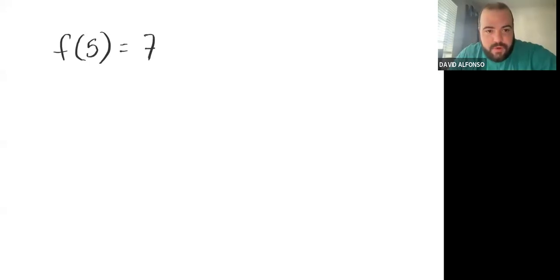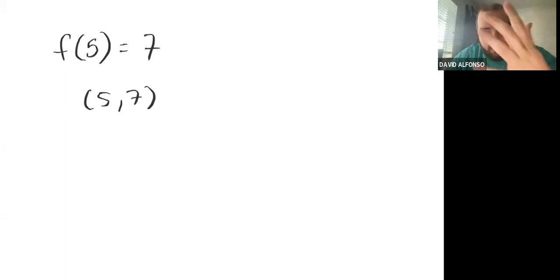So limits is different from anything you've learned before because you're used to learning that if you have a function and you input a value into the function, the output gives you a point. This gives you the ordered pair 5, 7. So you can understand that that's a point on a graph and so on and so forth.